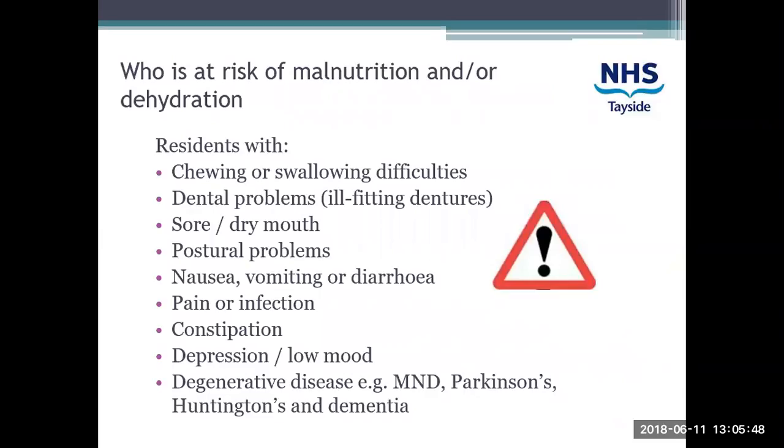Nausea, vomiting and diarrhoea all have a huge impact on someone's appetite and their eating and drinking. Also if residents are in pain, or if they have an ongoing infection. Constipation has a huge impact and a knock-on effect again to someone's appetite. Depression and low mood, again, are risks, and degenerative diseases, so motor neuron disease, Parkinson's, Huntington's, and also dementia as well.